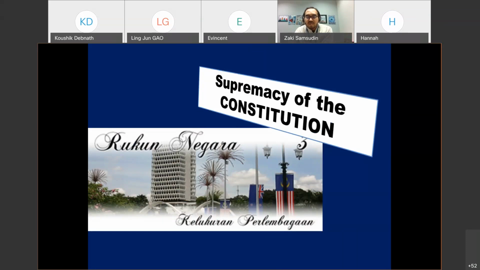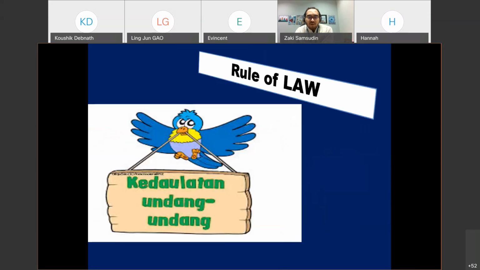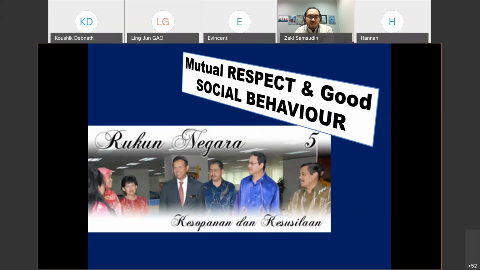Some main provisions in the constitution of Malaysia. Rule of law, kedaulatan undang-undang. So once you have the constitution, you enforce the rule of law based on what is stated in the constitution. So respect the law. Decide everything based on the rule of law, based on what you have in the constitution of the country. And finally, kesopanan dan kesusilaan, mutual respect and good social behavior. I think it's a very nice last principle that wraps up things together, or encapsulates all the previous principles together.